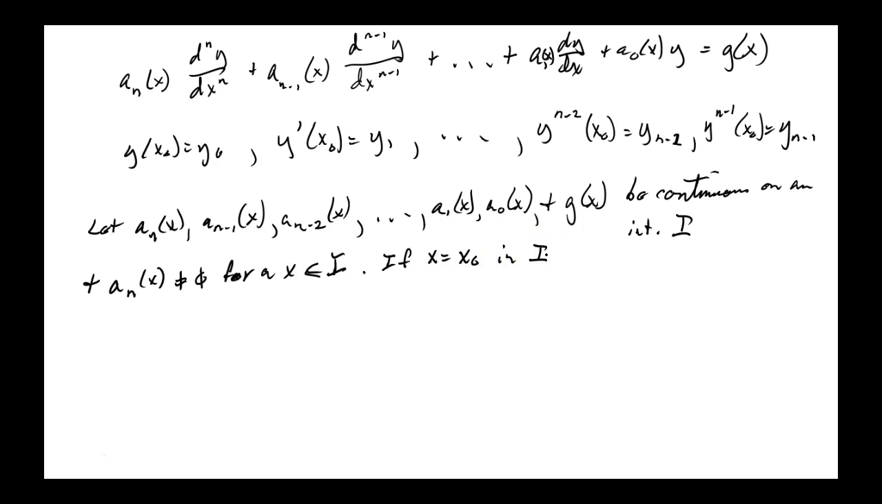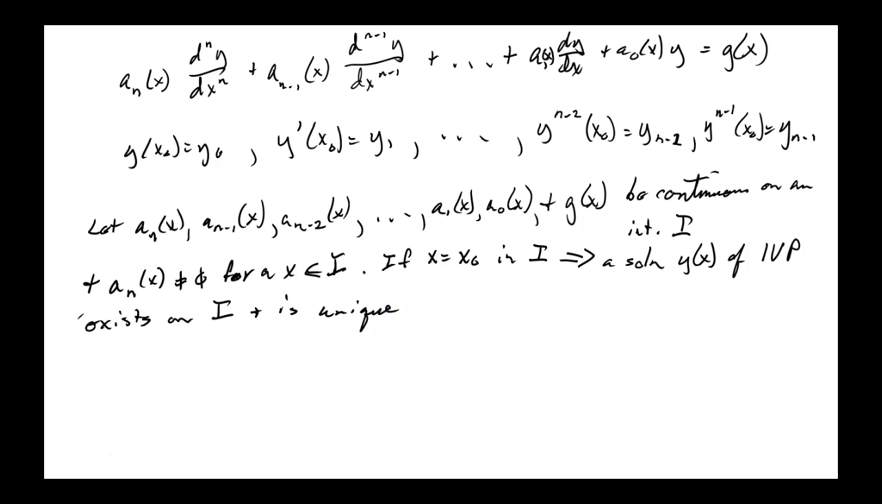okay, then a solution y of x of this problem, of the IVP, initial value problem 1, that one right up there, exists on the interval. Okay? And not only does it exist, it is unique. Okay. So that's what it takes.